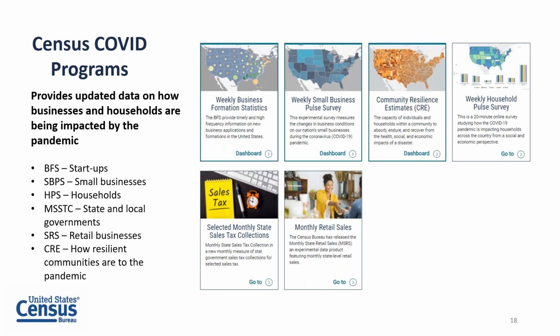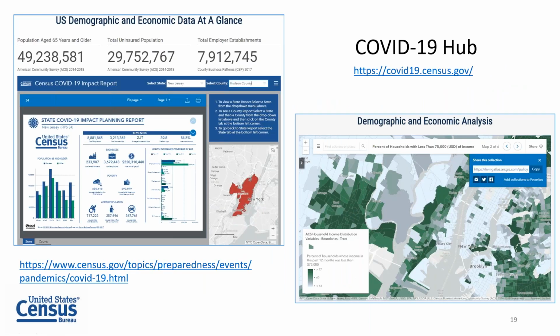Now, we've got these 6 programs. We have the American Community Survey. We have all these business data that can be useful to understand the impacts of the pandemic. Of course, we could be mean and make you all wade through each of these individual program pages, but instead what we decided to do was create a special hub where these data will all reside, and that is what you're looking at on the slide right now.